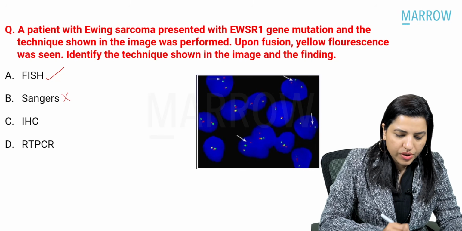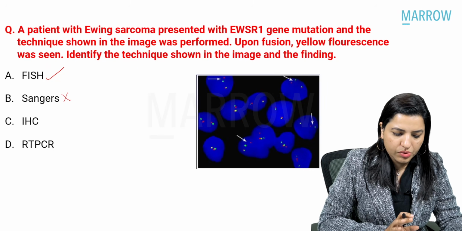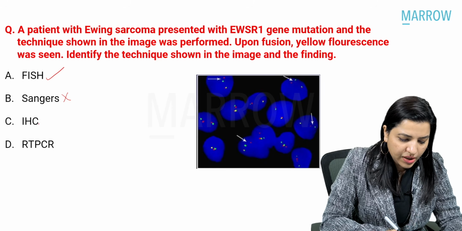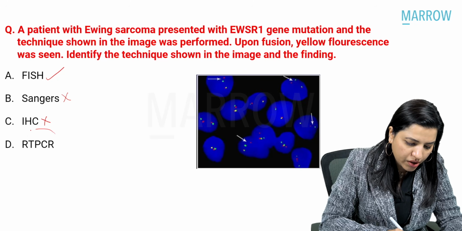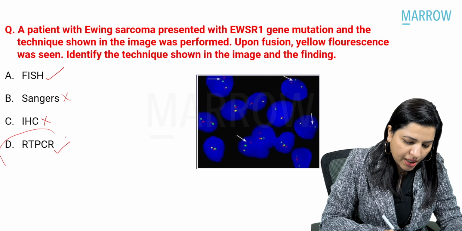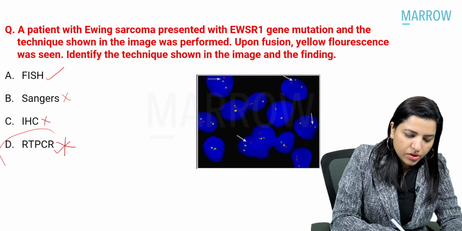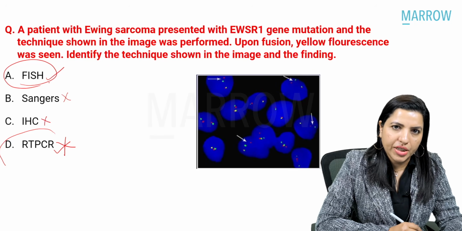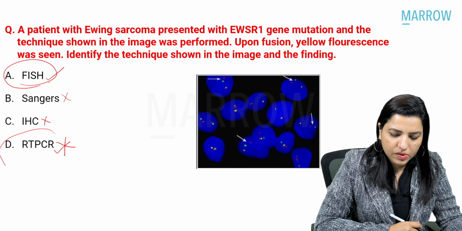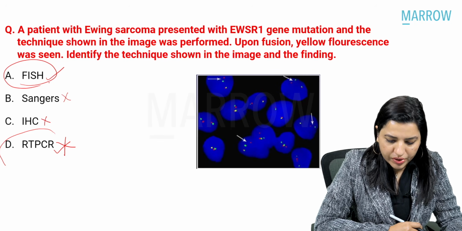Sanger sequencing, definitely this is not Sanger sequencing because we are not doing it like this. Then IHC, this is not the technique of IHC also. Then what we have is RT-PCR. RT-PCR will not be like this. So definitely most of you might have answered this question right. So we'll just check what is this fusion and yellow fluorescence.